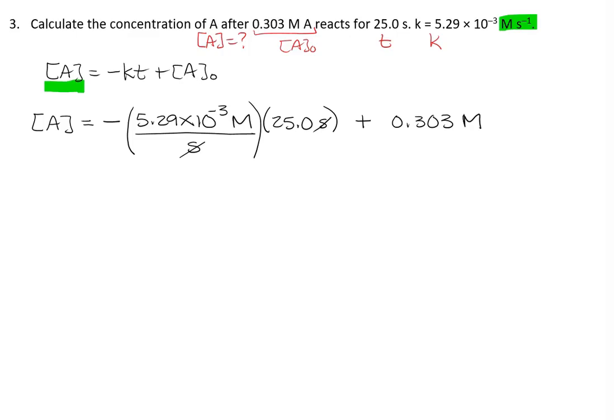So a couple of comments here. Whatever the units are for this term have to be the same after you cancel as the units in this term. And they are. We have units of molarity because seconds canceled, and we have units of molarity because that's just what we had. The other part that can be a little bit confusing here is dealing with the sig figs, because we have mixed math operations. We have multiplication and addition.